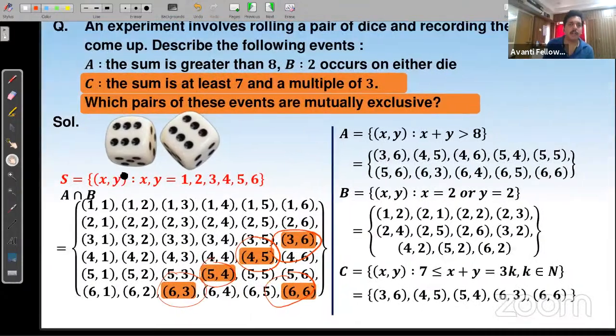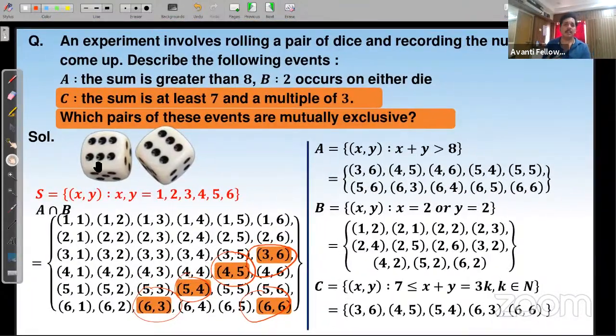Question you need, Priyanka. The question is, a pair of dice has been thrown at a time. Okay, a pair of dice has been thrown, and it is asking about the following events. Event A is the sum of the two outcomes of the two dice should be greater than 8. And the event B question is on either die, at least 2 should come. Okay, it means number 2 should come on either of the dice. And the event C is the sum is at least 7, and the sum has to be a multiple of 3. That's it. Okay, so that is the question.